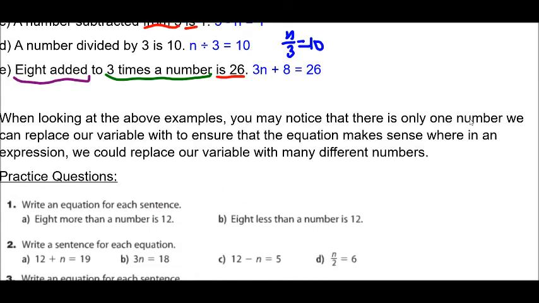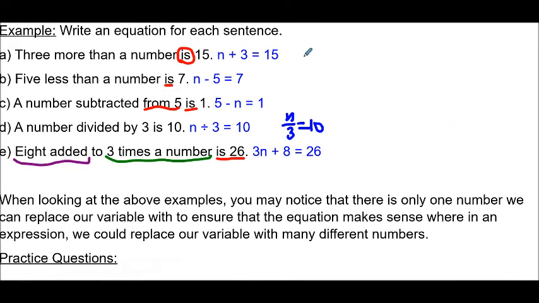So when looking at the above examples, you may notice that there is only one number that we can replace our variable with to ensure that the equation makes sense, whereas in an expression, we could replace our variable with many different numbers. Now, some of these are a little bit trickier. But if I'm looking at, for example, n minus 5 equals 7, or 5 minus n equals 1, or even this one, n divided by 3 equals 10, you should quickly recognize that I can't continue to put just whatever number I want in there and still have it be equal. So we're going to talk about that in another lesson. But for now, all we're going to practice is to write an equation for each sentence.